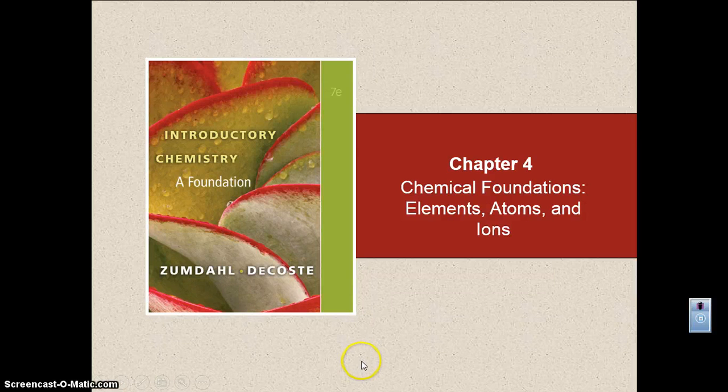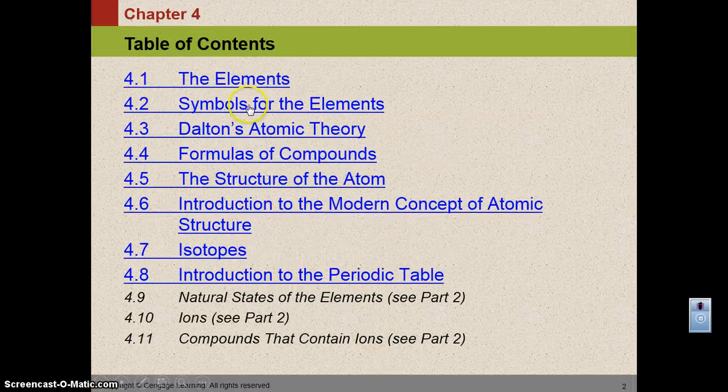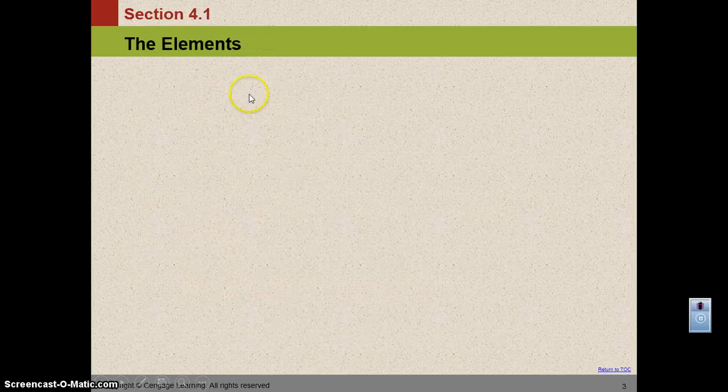We're going to begin chapter 4, and it's a relatively easy chapter, and the first section is super simple. So we're going to take a look today at the elements and the symbols for the elements. So let's take a look at the elements to start with.